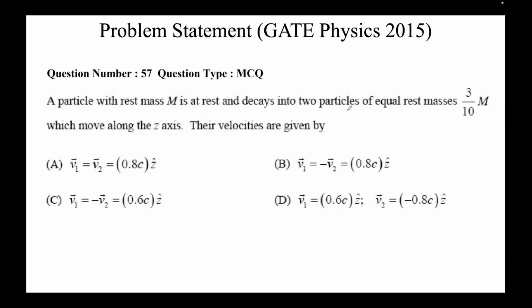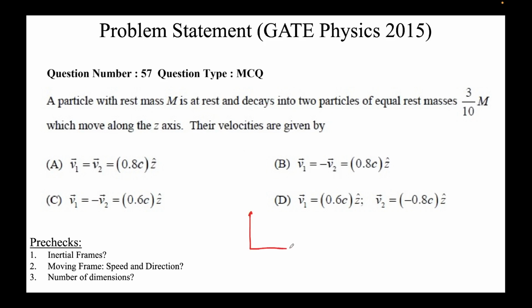Right, now that we have had a brief overview of the concepts, we start solving this problem by going through a series of pre-checks. So we check whether all the frames in this problem are inertial or not. The problem says there is some capital rest mass M, and then it decays into two particles. So there must be some observer which is observing all this. Usually that happens to be the frame S, which we call the rest frame or the lab frame. Since this is at rest, we know all the frames which are at rest are inertial, so S is inertial, and that is the only frame in this problem. There is no moving frame.